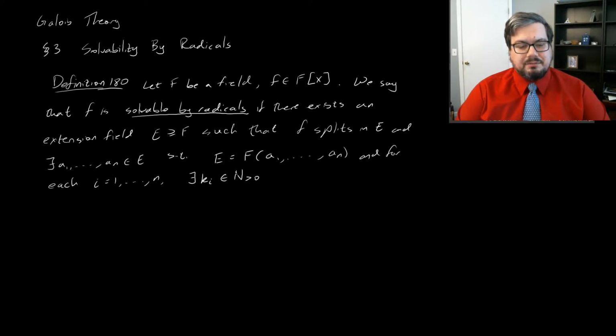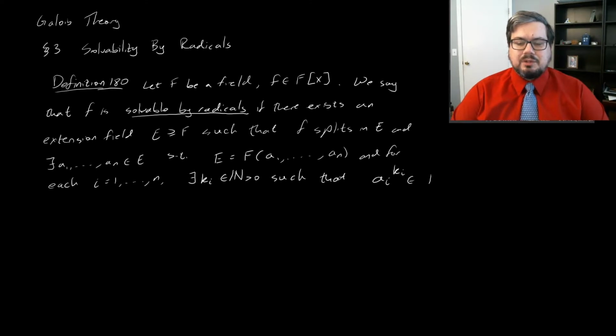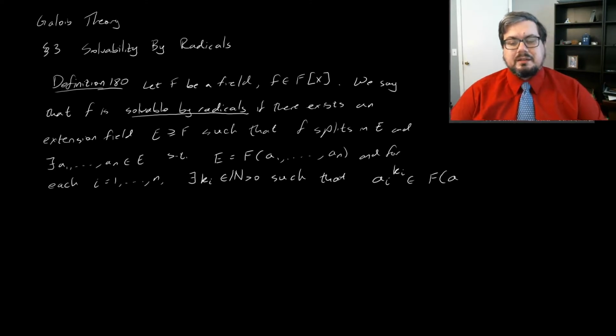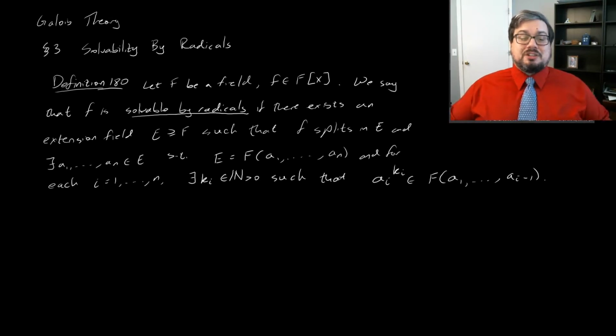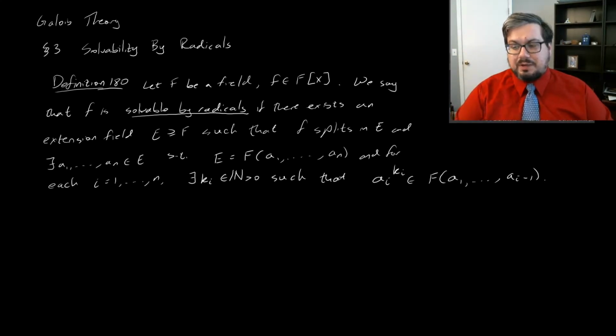that's greater than 0, such that ai to the ki belongs to the smallest field containing F and a1 through ai minus 1. So the idea behind being solvable by radicals means that the polynomial splits in an extension field which can be obtained essentially by adjoining roots of elements of the field that you start with.